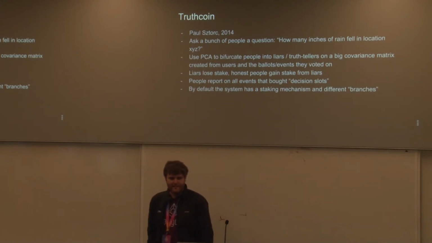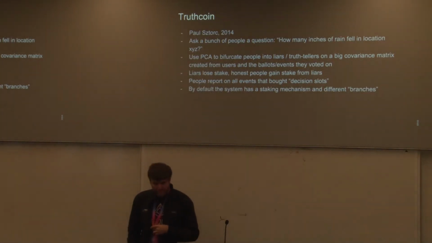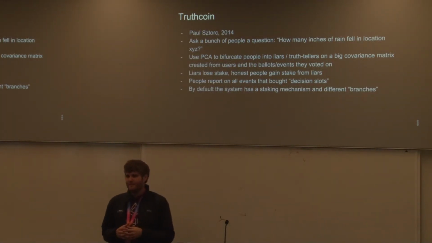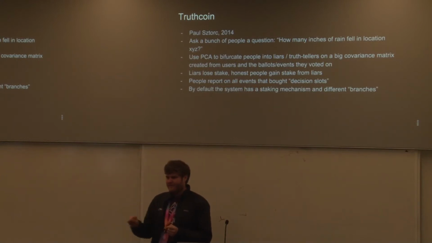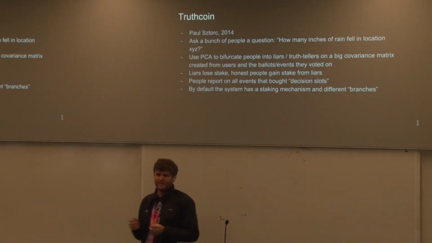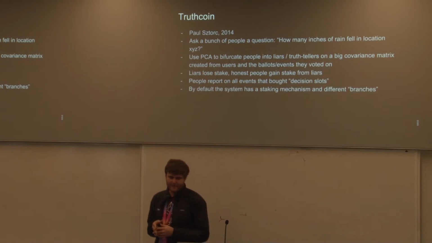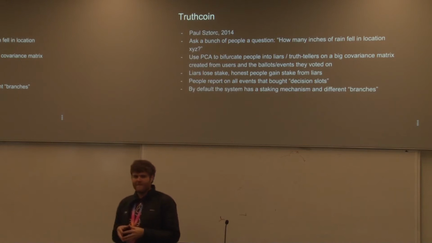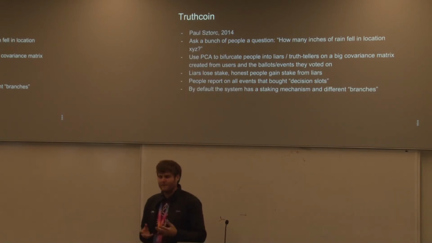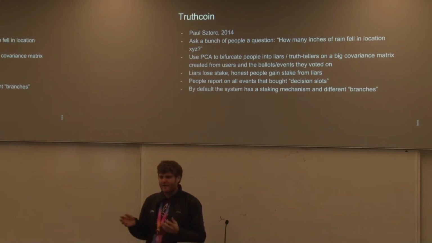Later in 2014, Paul Sztorc published this proposal called Truthcoin. Same question, but he said, what if you use principal component analysis to have people report on a bunch of different events, and try to bifurcate the people who are telling the truth and the people who are dishonest? The idea being that people who are telling the truth are relatively consistent, and people who are dishonest are inconsistent. Then there was also a staking mechanism added, where if you were dishonest or against the consensus, you would lose stake. If you're with it, you would gain stake from people who are dishonest. And by default, people reported on everything.